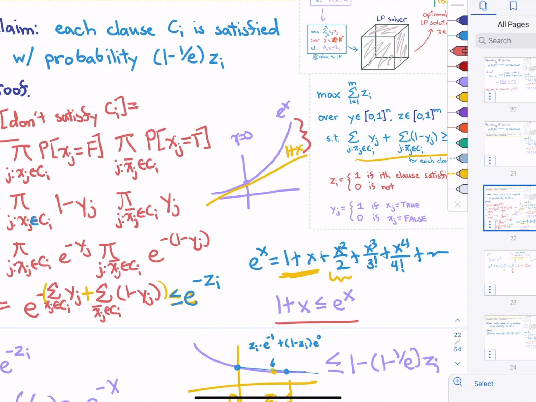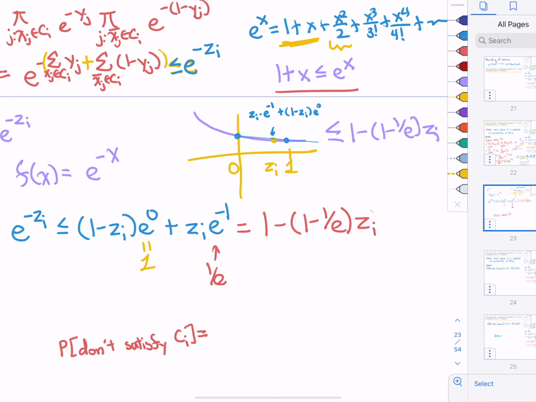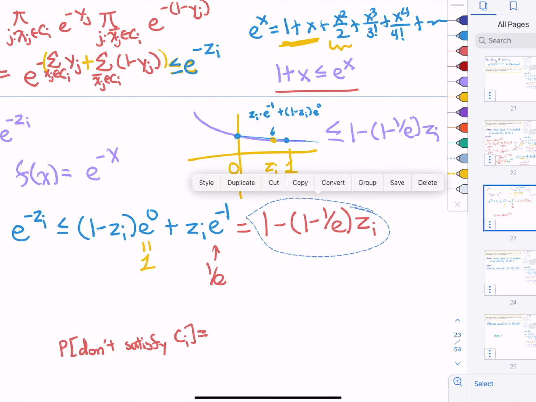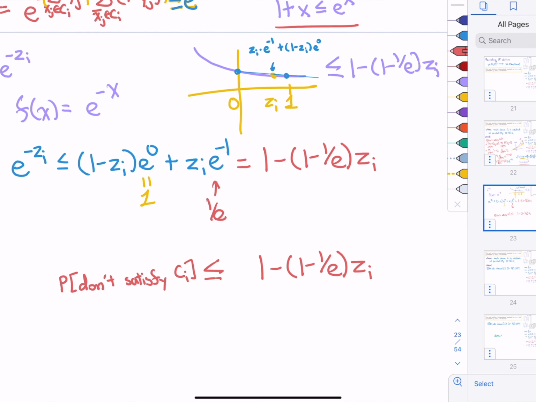We started with the probability that you don't satisfy Ci, right? And we concluded, well, there's an inequality in here, right? We got to that point. That means the probability you do satisfy is like 1 minus the whatever. So you get at least 1 minus 1 over e zi.